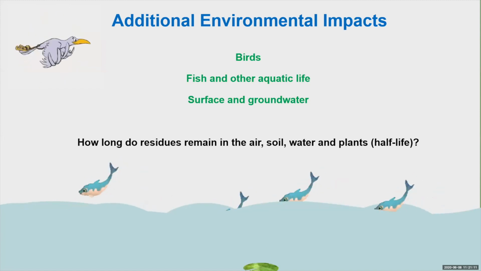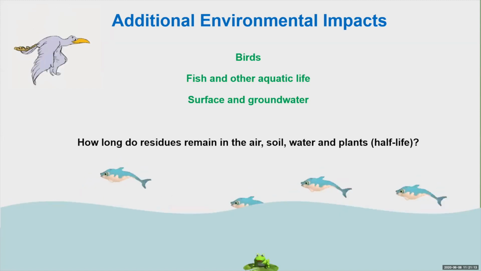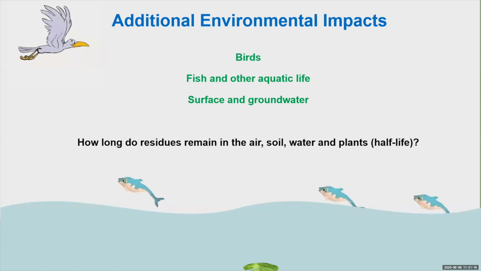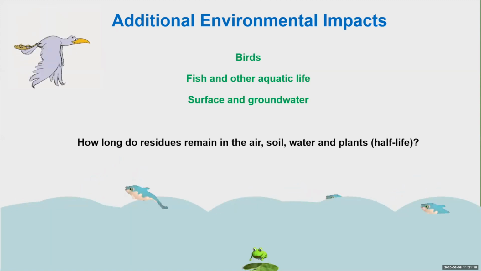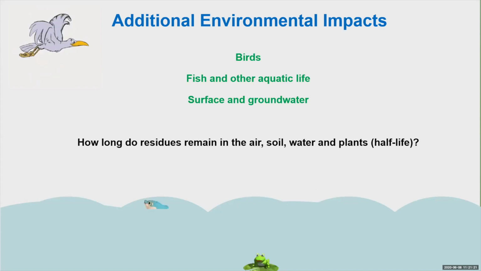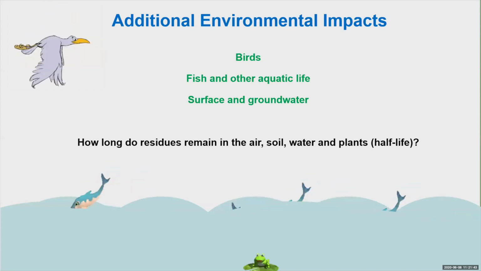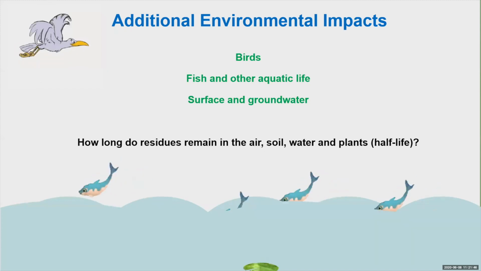Another thing that they want to know is about the additional environmental impacts on birds, fish, and other aquatic life. What are the pesticides' impacts on surface and groundwater? And how long do the residues remain in the air, soil, water, and plants? That's something called the half-life. They study the time that it takes for half of that pesticide to break down in the air, soil, water, and plants. And each pesticide is different, and the half-life in each one of those is going to be different as well.